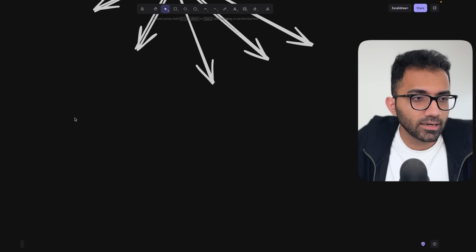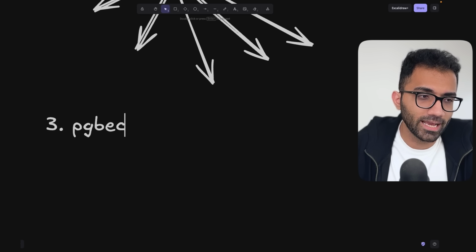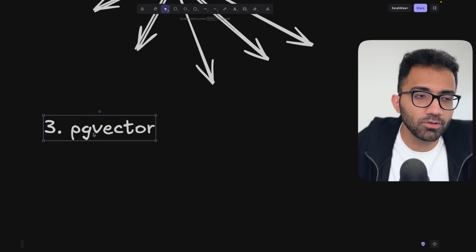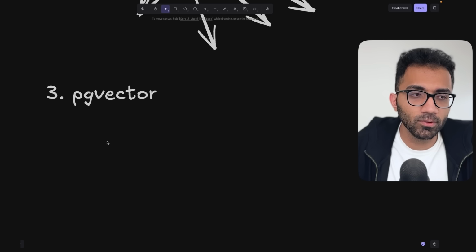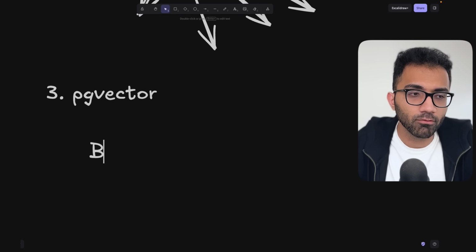Third thing that I like about Postgres, which is also very useful, it's going to be useful for a lot of AI startups, is the extension called PG Vector. So what PG Vector allows you to do is basically create a column inside Postgres which is of a vector type.